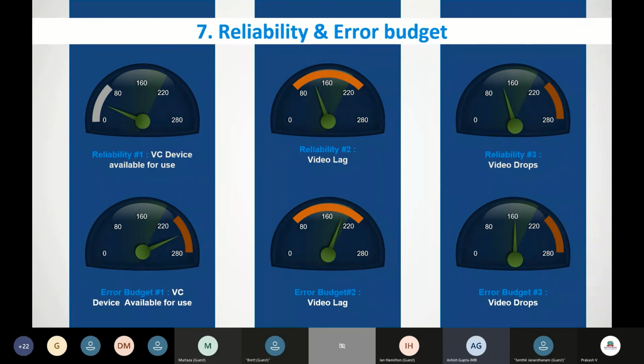Let's say, I cannot do this change feature that you are asking me to do right now because I'm already exhausted with my error budget. So if at all he approves, then he signs off that there is a breach of the error budget. And we monitored it across all those things: availability, video lag, and video drops.